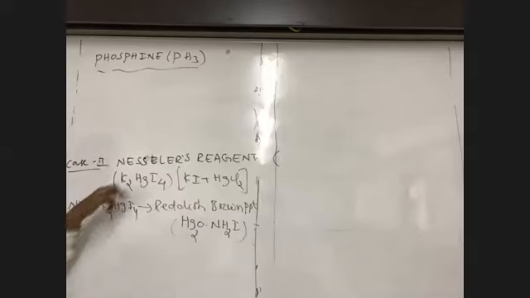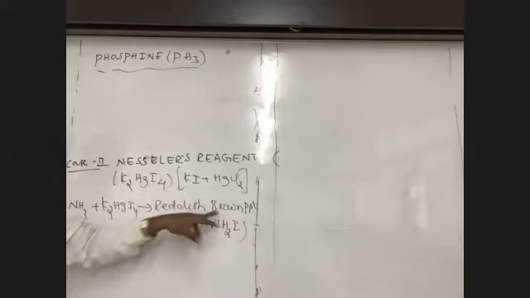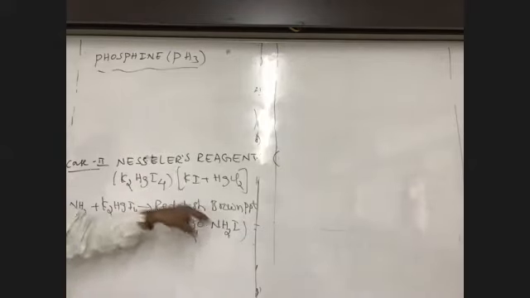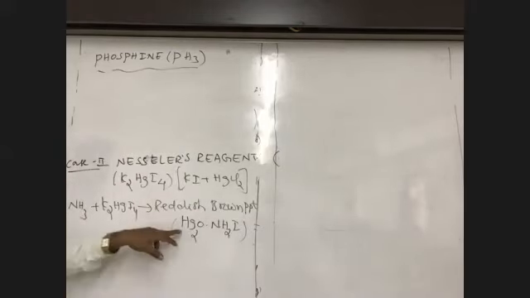In case 2, Nessler's reagent: after the addition of Nessler's reagent, a reddish brown colored precipitate is formed. The formula, remember, is Hg2O·NH2I.